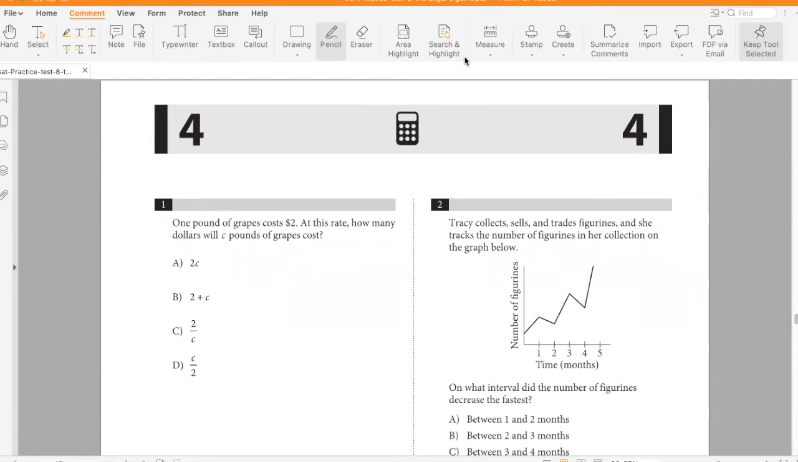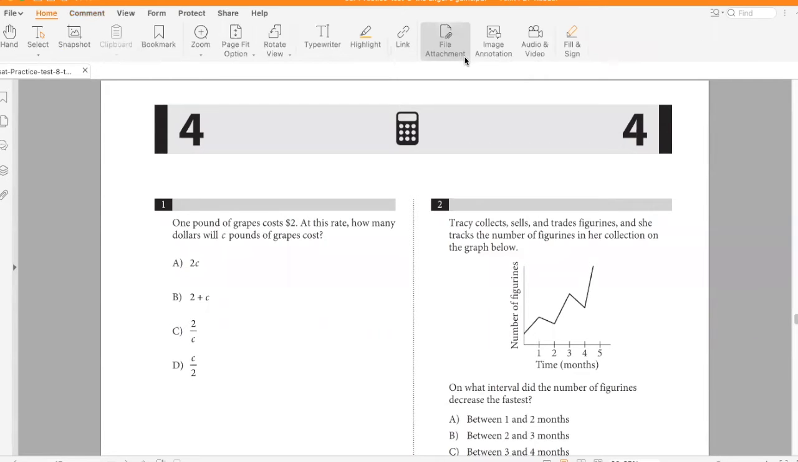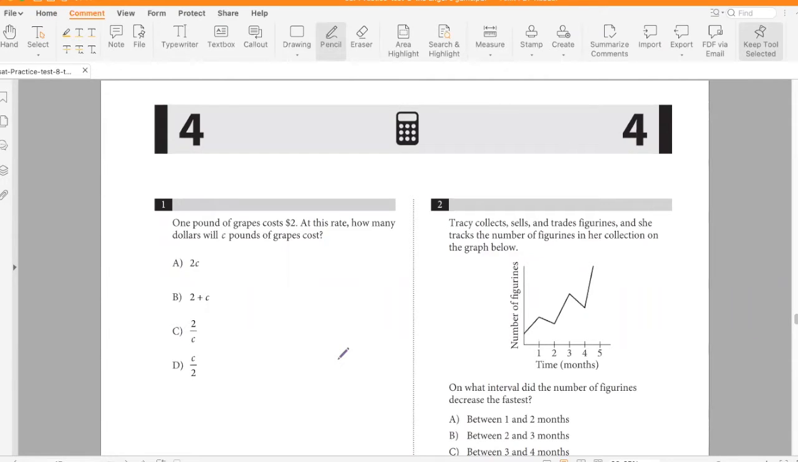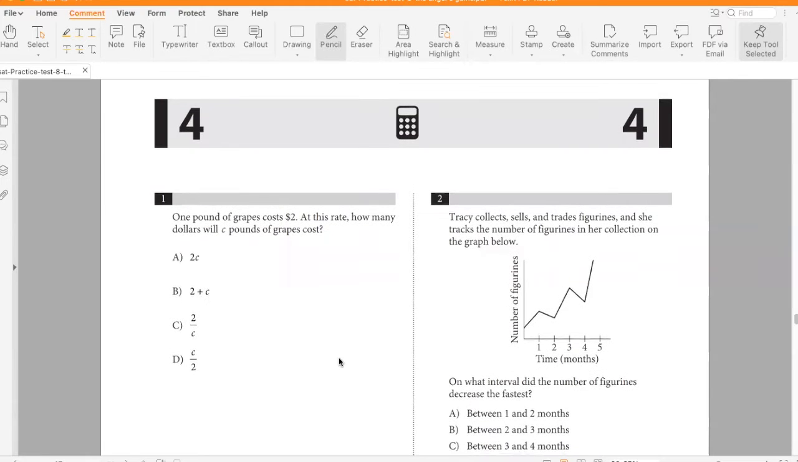Question 1: A pound of grapes costs $2. At this rate, how many dollars will C pounds of grapes cost? So 1 pound of grapes costs $2, so C pounds of grapes will cost $2C. Option A.